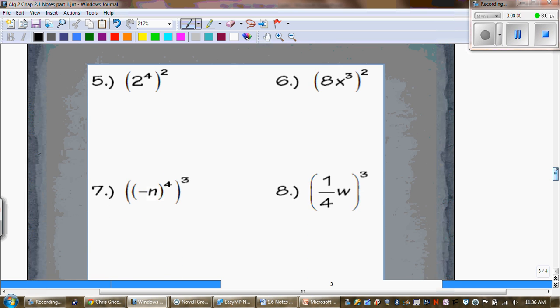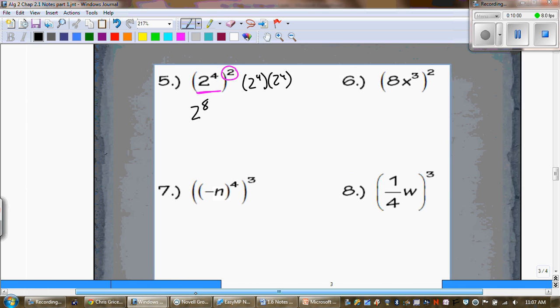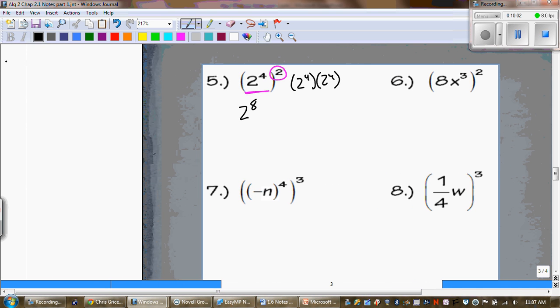All right, now we've got some more. Remember that the exponent out front tells us how many of the bases we have. So this is really saying 2 to the 4th times 2 to the 4th, which gives us 2 to the 8th, which is the same thing as 4 times 2. Now, the only thing that we've got to do here is we've got 1, 2, 3, 4, 5, 6, 7, 8.